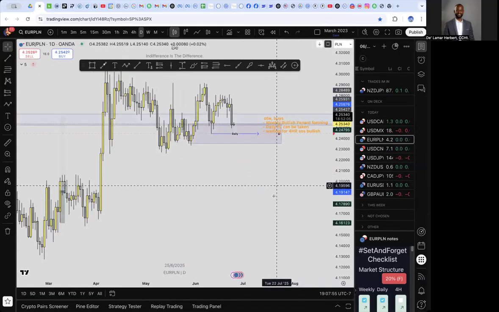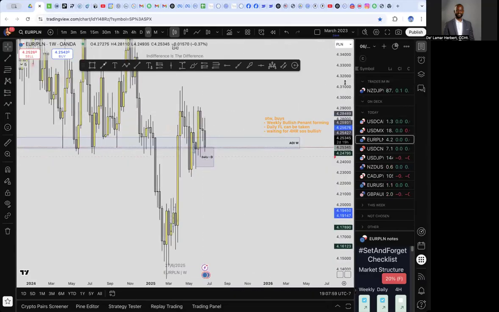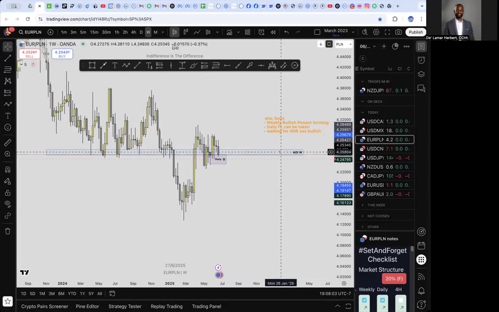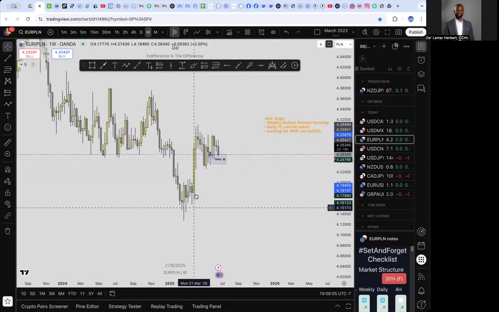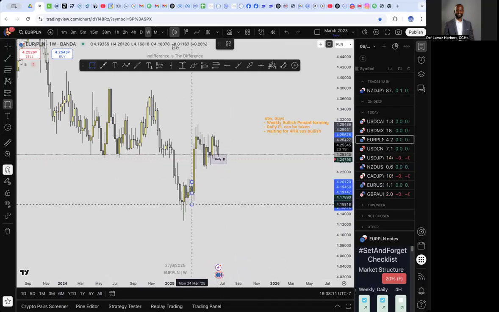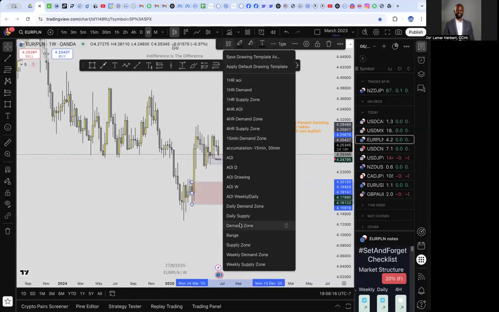Next, we got Euro PLN, another one that I'm just going to do live here. Currently we had a structure shift. I'm going to take away this AOI. We had a structure shift here. You can see that we created a weekly demand zone, right? We got a weekly demand zone. That's cool. Oops, hold on. Let me see. Yeah, here we go.